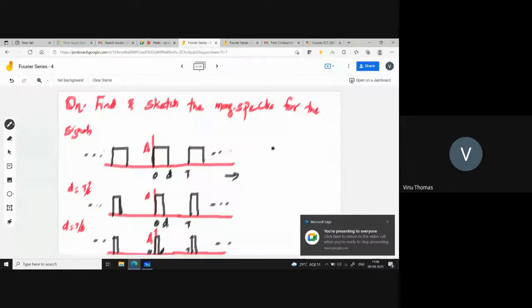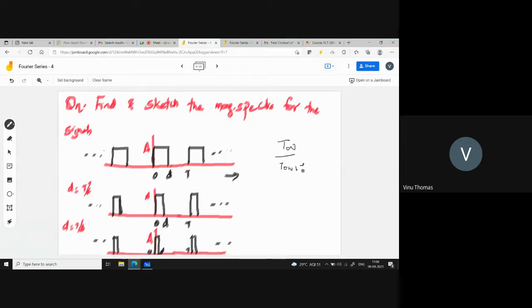Duty cycle is T on by T on plus T off. Duty cycle is defined for a square wave. So if this is equal to 1 by 2, then it indicates that T on is equal to T off. So that's when you have a square wave.